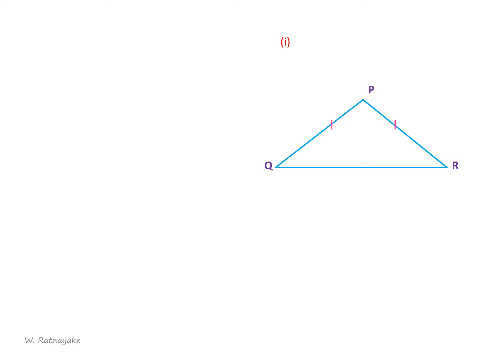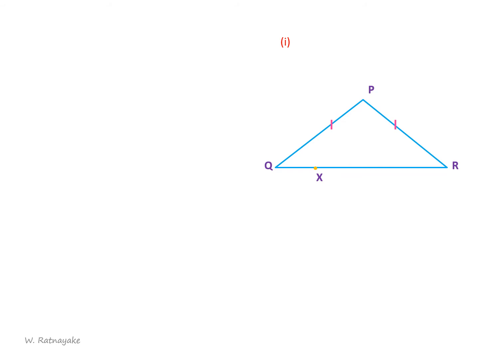Then we have to mark the point X on QR, and X must be closer to Q. According to the given, in the problem it is given that QX is less than XR. So this length must be shorter than the other part, so it should be closer to Q.